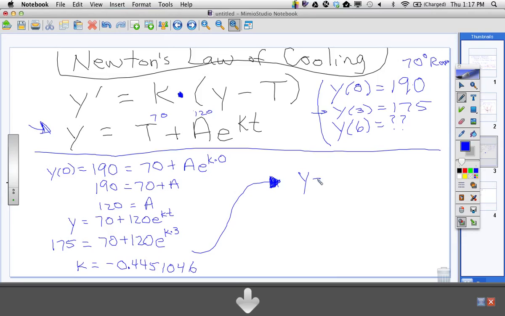So basically we have a new equation. Our equation is y equals 70 plus 120 e to the negative 0.4... Is that 0.4? Am I missing a 0 there? I'm missing a 0, aren't I? 0.4451. Yes, I thought. Okay, 0.4510. So it's that first one.